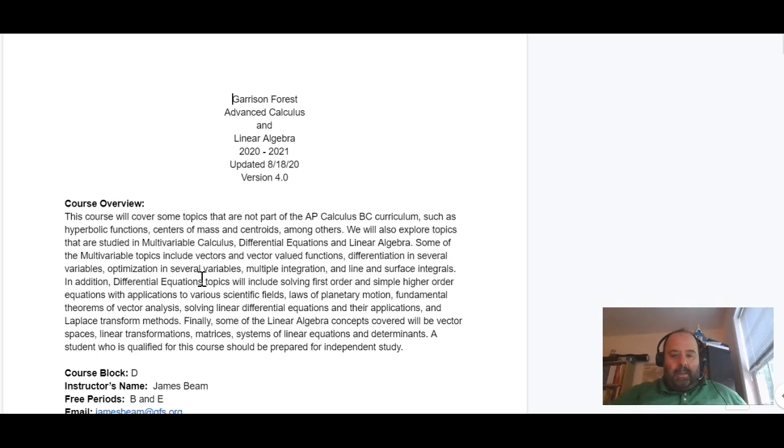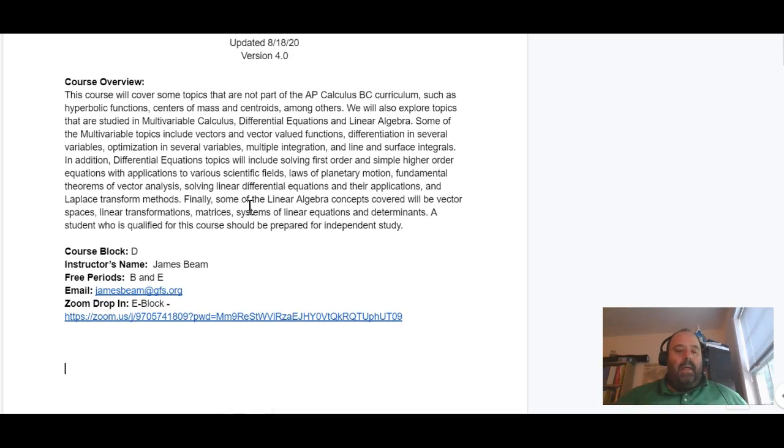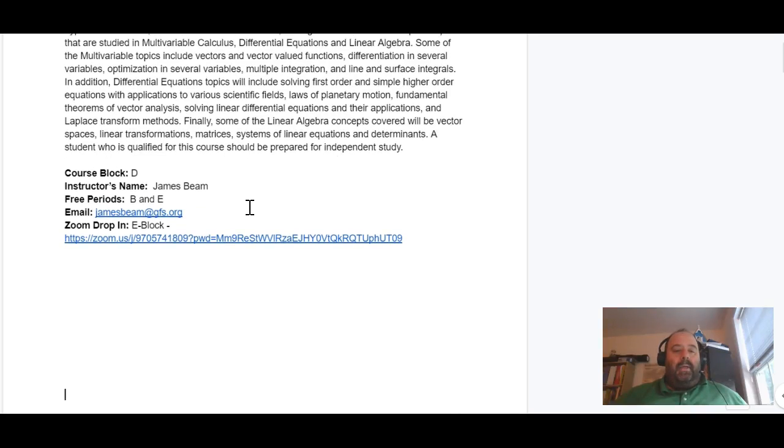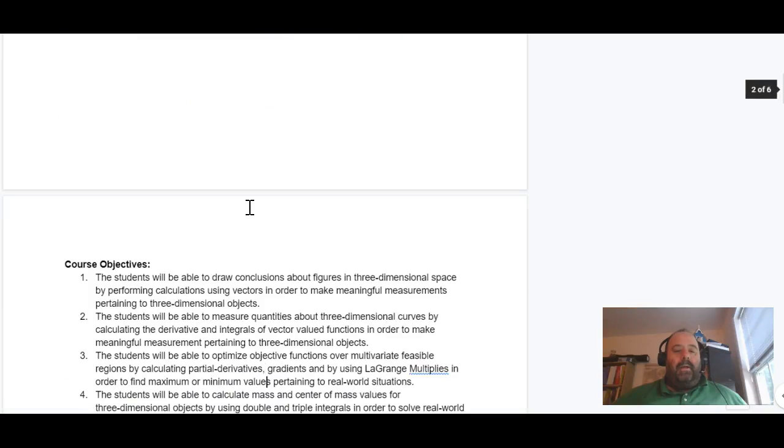Down below here, you see that we meet during D block. That's me. My free periods are B and E. I will be on Zoom every day during E block, even during the asynchronous time. So just jump on that link and you can find me there. When we're back in school, I will also be in E block, available via Zoom. If you are working remotely or whatever, you have an opportunity to catch me there. And of course, by appointment anytime, just drop in, let me know, and we'll go from there.